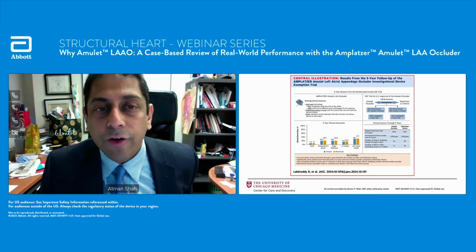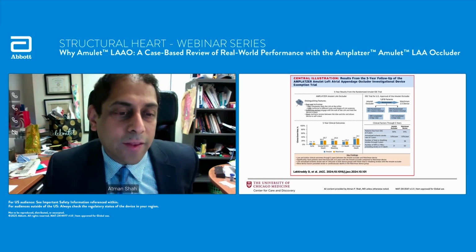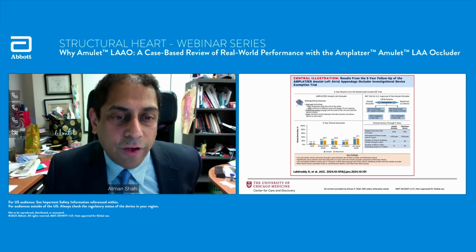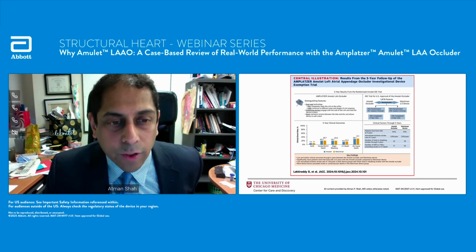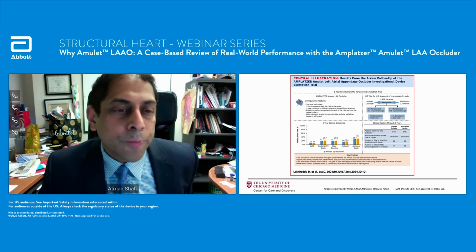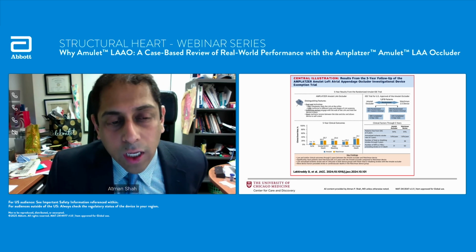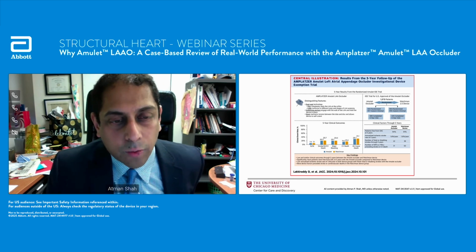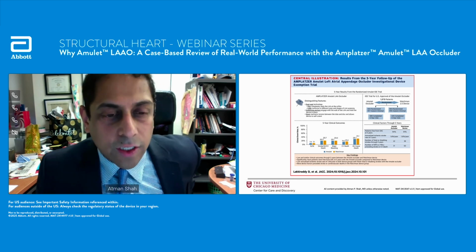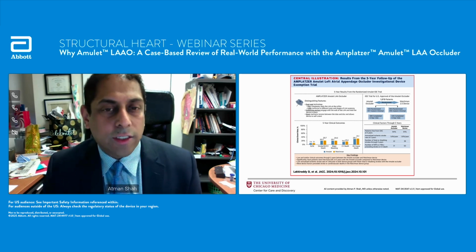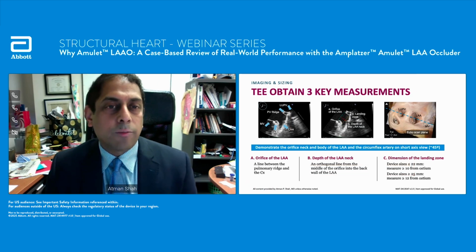Here is the 5-year data that was just recently published at the HRS by Dr. Dipak, showing the IDE trial at 5 years. We can see that at 5 years, the clinical outcomes, Amulet compared to Watchman, the overall stroke and death was lower in the Amulet group. Major bleeding was similar. Cardiovascular death was similar but lower, and all-cause death was lower, not statistically significant. So very interesting data completely presented.